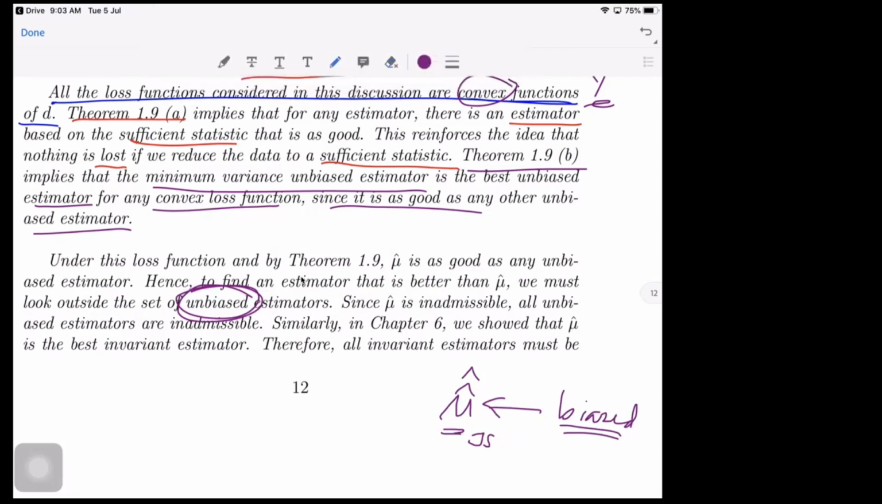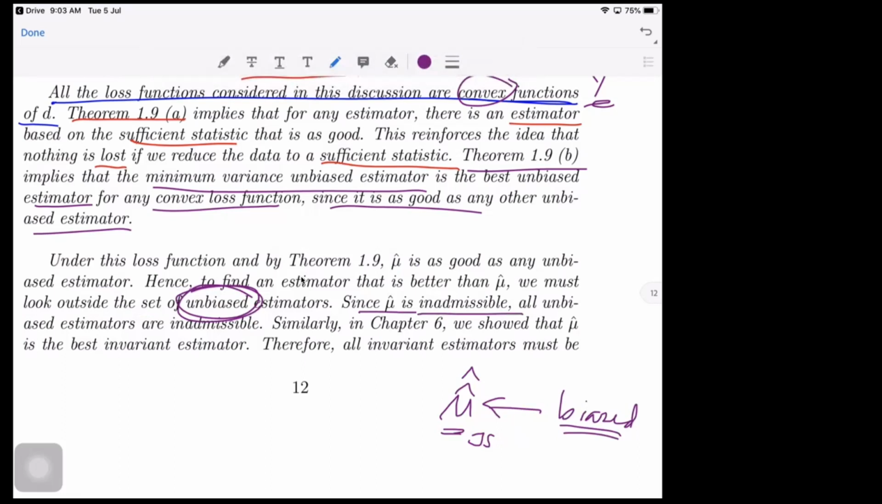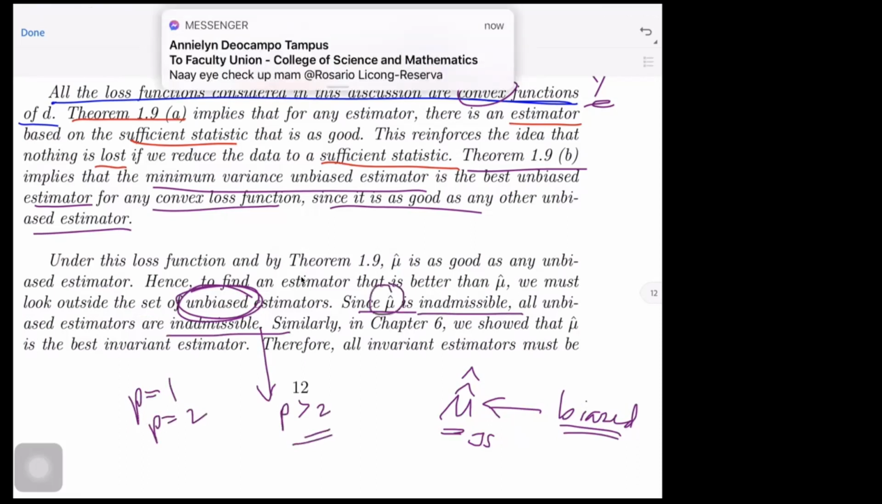since mu hat is inadmissible, all unbiased estimators are also inadmissible. For what is it inadmissible? For p greater than 2. It is admissible at p equal to 1 or p equal to 2, but for p greater than 2, mu hat is already inadmissible.